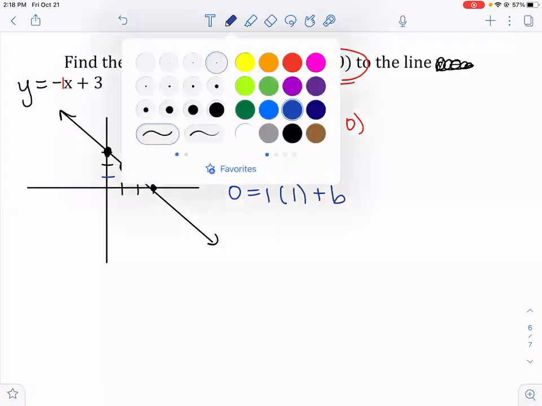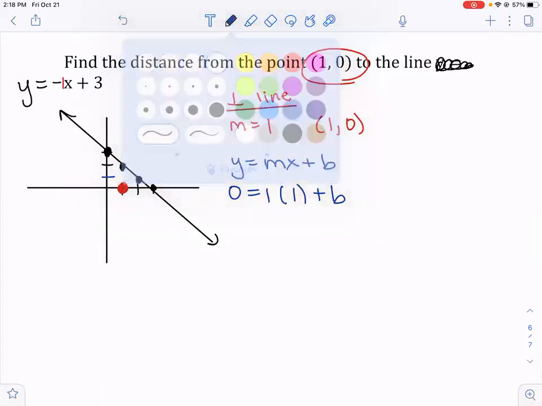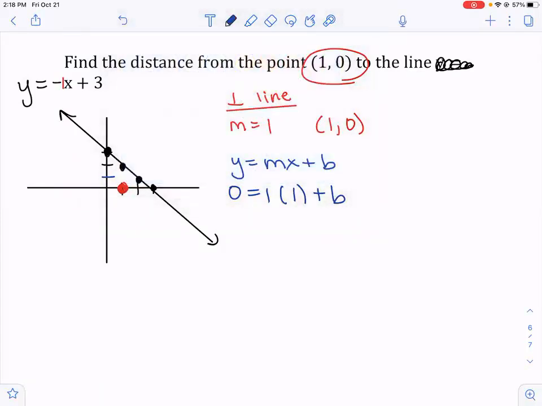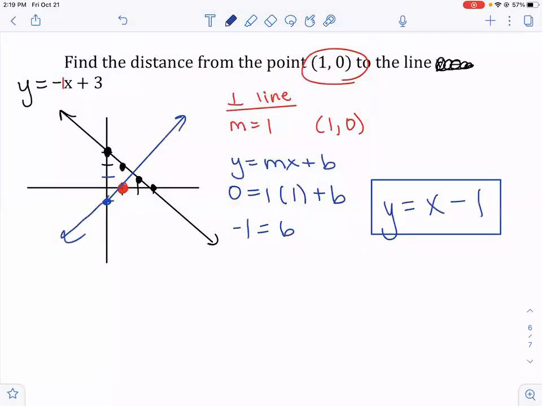Paxton said that. Okay, I did an oops. Thank you, Paxton, for pointing out that my coordinate was graphed wrong. This is 1, 0. Okay, so our b is -1, right? So y equals 1x minus 1. Okay, look at this. It's a B.